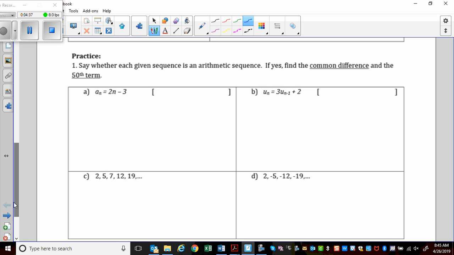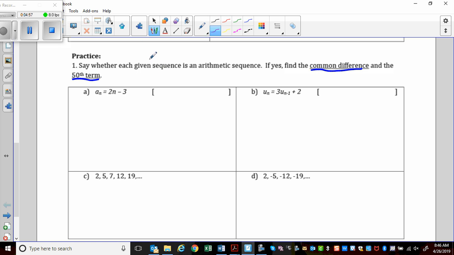Let's try a couple of problems. Say whether each given sequence is an arithmetic sequence. If yes, find the common difference and the 50th term. So we want two things, the difference and the 50th term.